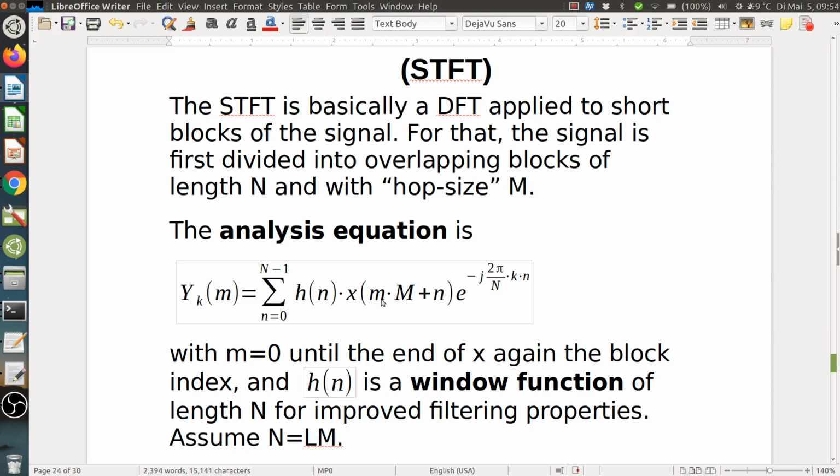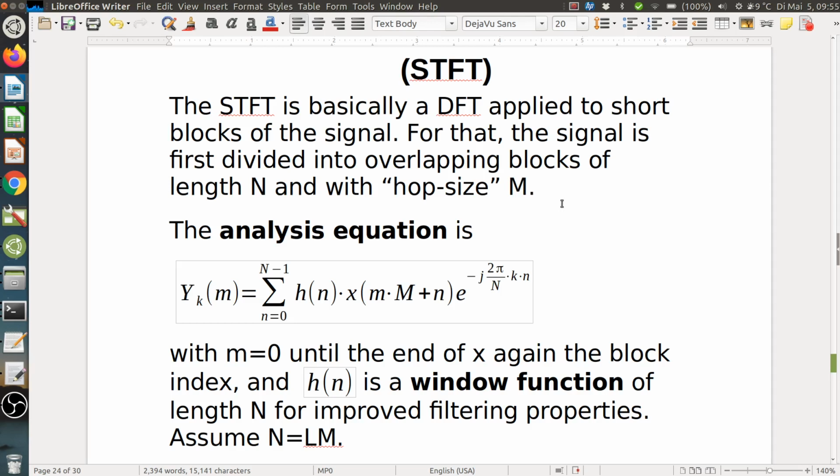So m is basically an index at a lower sampling rate. Here we can also see that this is effectively doing a downsampling with a step size capital M, and then the DFT is applied over a length of capital N. So it doesn't have to be the same. We have a block size capital N and a hop size capital M. This hop size can be, for instance, smaller, and then we get overlapping blocks.